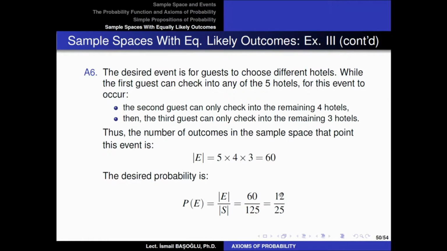So there are almost, not exactly, but almost equal chances for everybody to check into different hotels or somebody to check into the same hotel. So that probability is 12 over 25 for everybody to check into different hotels.